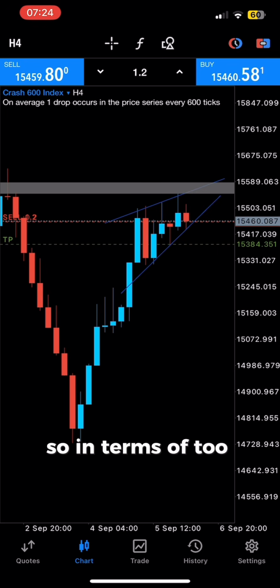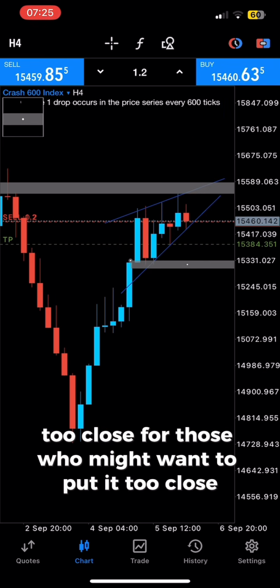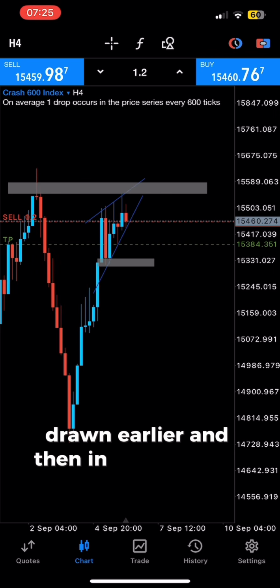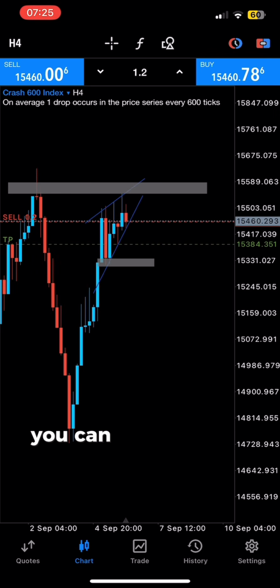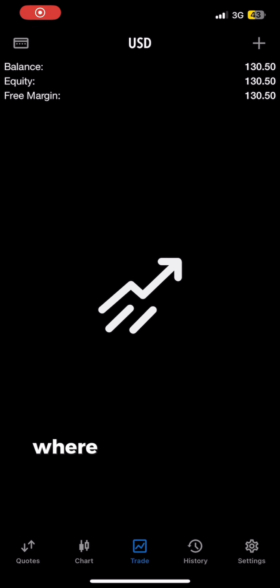So in terms of stop loss, for those who might want to put a stop loss, you can put it at that shadow zone that I've drawn earlier. And then in terms of take profit, you can put it at that shadow zone where I just put.